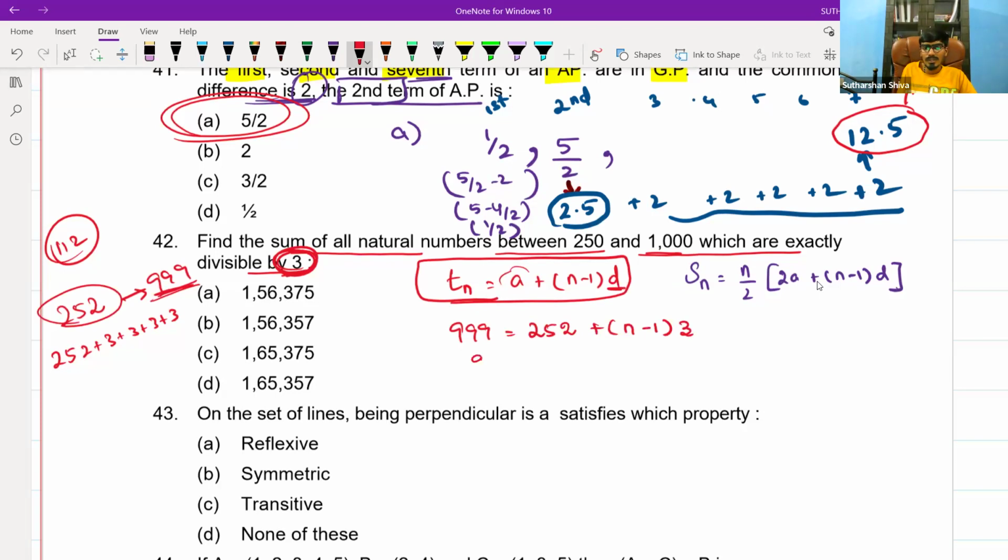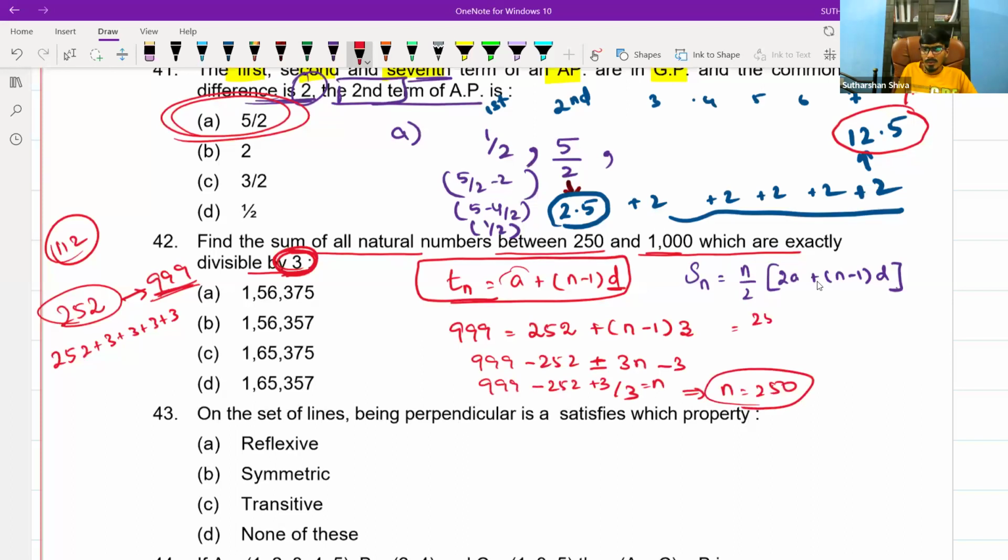If I substitute, 999 minus 252 plus 3 equals 3n. So 999 minus 252 plus 3, divided by 3. Take a calculator: 999 minus 252 plus 3 divided by 3. You will get n is equal to 250. So you will find n is equal to 250.